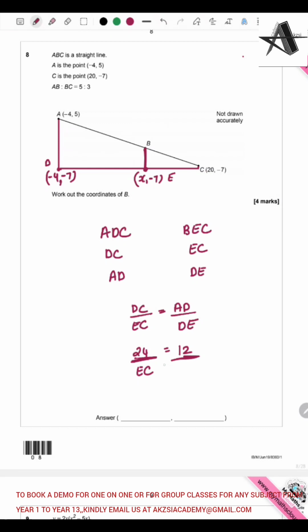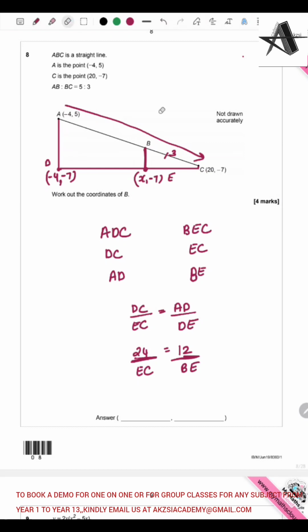And at the same time, sorry, BE, not DE, BE. So BE, we don't know the length of BE as well. Now let me see. We have other information given as well, that is AB ratio BC. That means this ratio is 5 ratio 3. That means this whole is 8 parts and this is 3 parts. So we get to know the ratio of them.